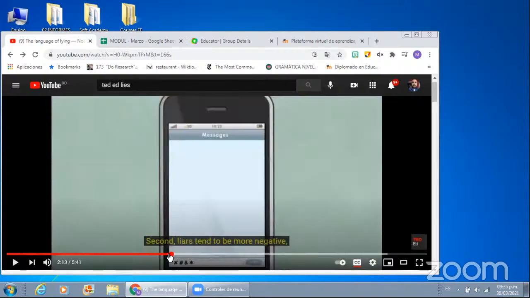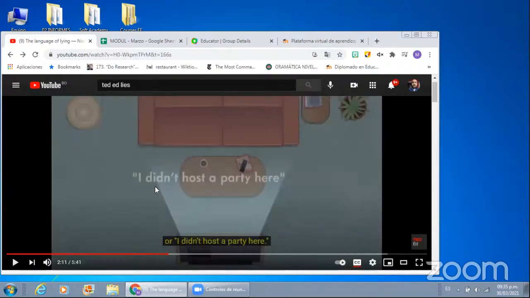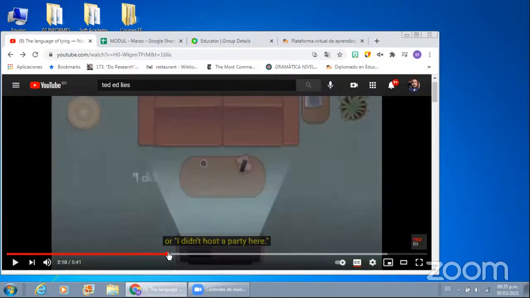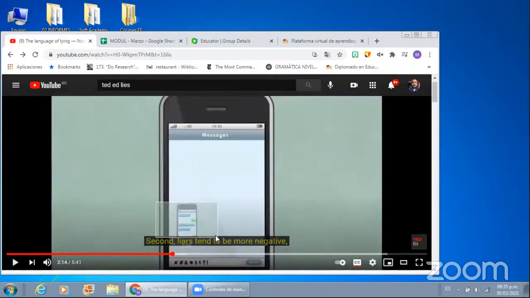Or this one that is more personal: I didn't host a party here. So this is not a lie. But this one is a lie, right? Because it's third person. I think we're not going to have time for the three of them, but only the second one. The second one was related to this.